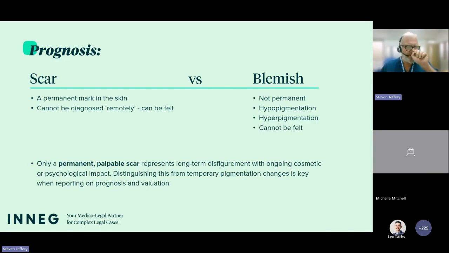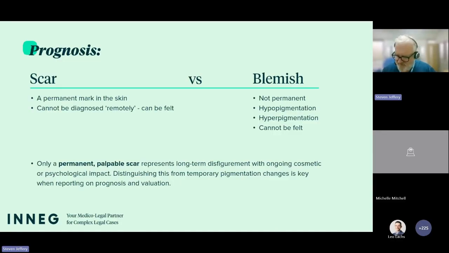Now, you can only truly diagnose a scar by feeling it, because then you will palpate the scar tissue, whereas a blemish will be completely flat. You cannot feel it, and it will improve with time. Nearly always will improve with time. The blemish can be hypo or hyperpigmentation.